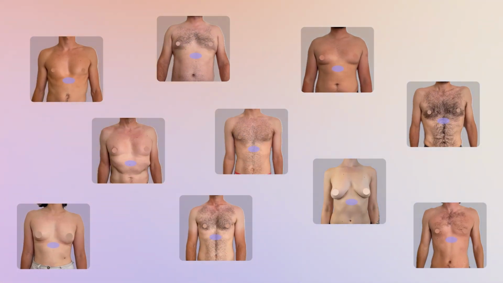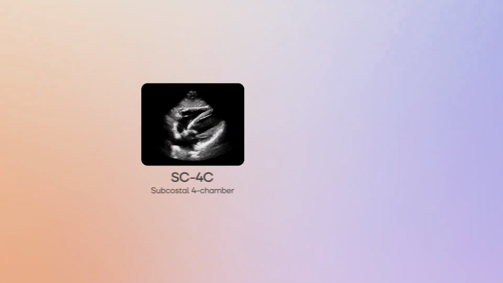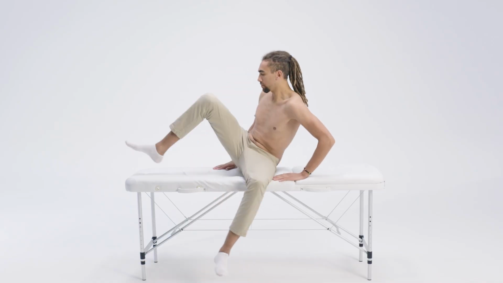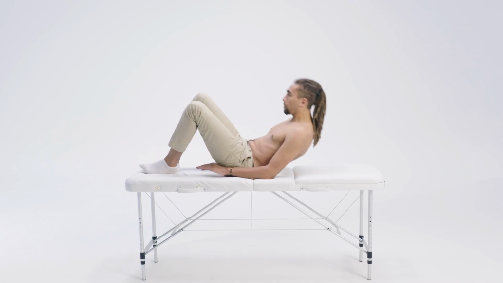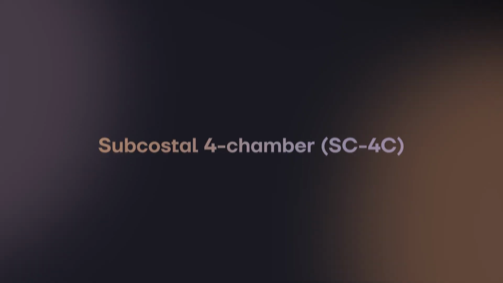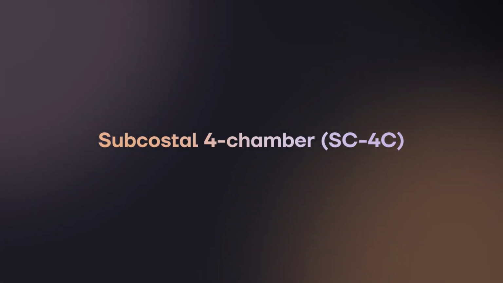The subcostal window is located under the xiphoid process. From this window, we aim to capture two key views: the subcostal four-chamber and the subcostal inferior vena cava. For all views, the patient should be positioned in the supine position, lying on their back with the knees bent, in order to relieve pressure on their abdomen. Let's start with the subcostal four-chamber view.